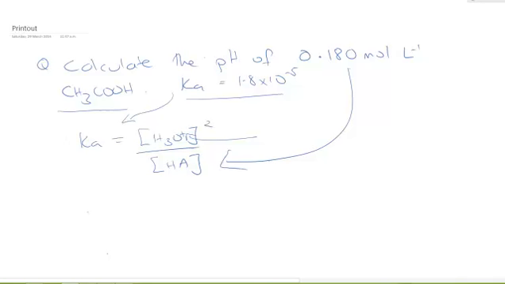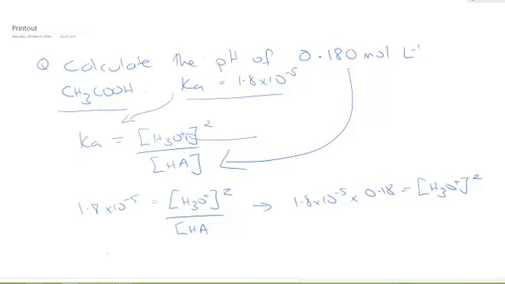So then that becomes 1.8 times 10 to the negative 5 equals [H3O+] squared over [HA]. Now that then becomes 1.8 times 10 to the negative 5 times 0.18 equals [H3O+] squared, and then you do the actual calculation. Okay, so you do the calculation like this. You bring the concentration of HA, which is 0.18, up to this line to multiply, equals [H3O+] squared.